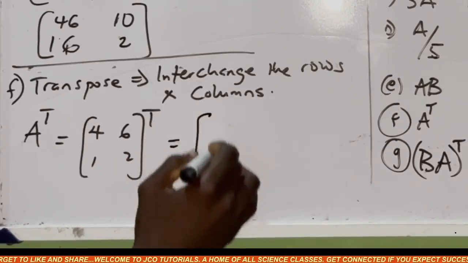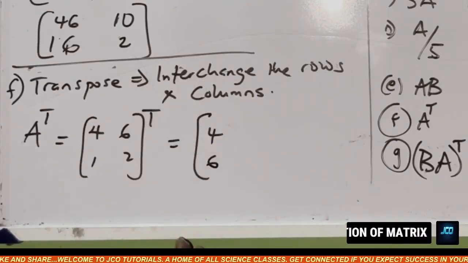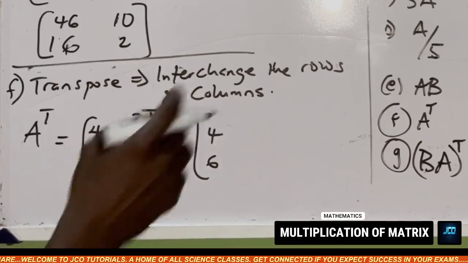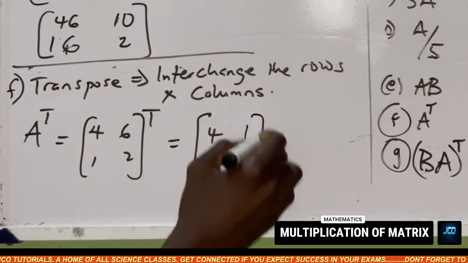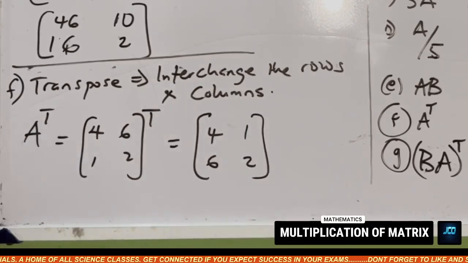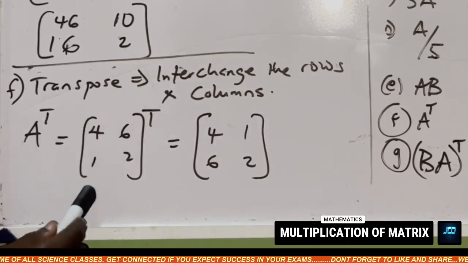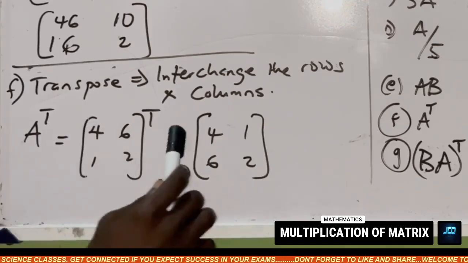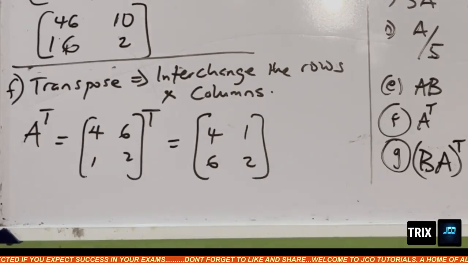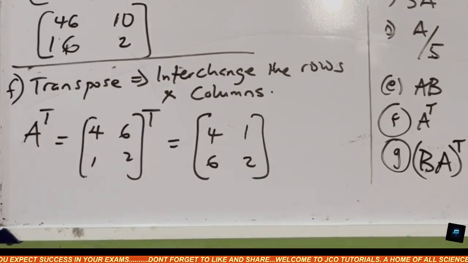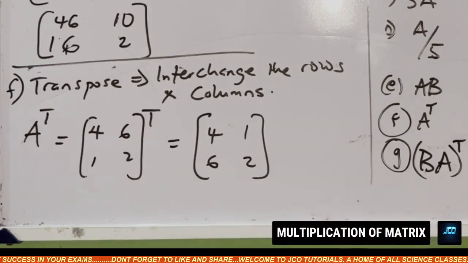A transpose: matrix A becomes, if we transpose it, this is the first row, 4 and 6. 4 and 6 now becomes the first column. Very simple. Now 1 and 2 is the second row, it becomes the second column. The same case, the first column 4 and 1 becomes the first row. Second column 6 and 2 becomes the second column. So that's for that.